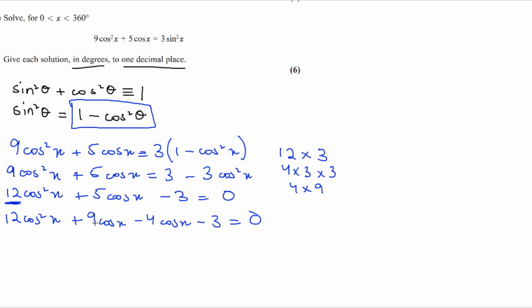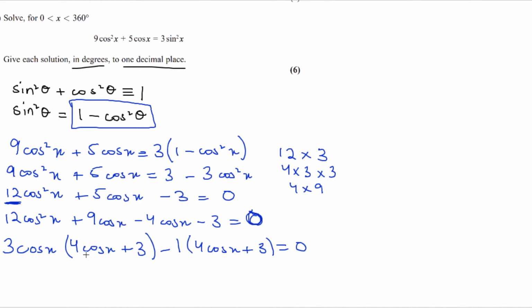Next, I'm just going to factorize these. What's common here? I've got 3, and then another common factor is cos x. I'm left with 3 times, so I've got 4 here, cos x here, plus 3 here, right? Here I've got negative 1 as a common factor, and 4 cos x plus 3 is what I'm left with, equals 0.